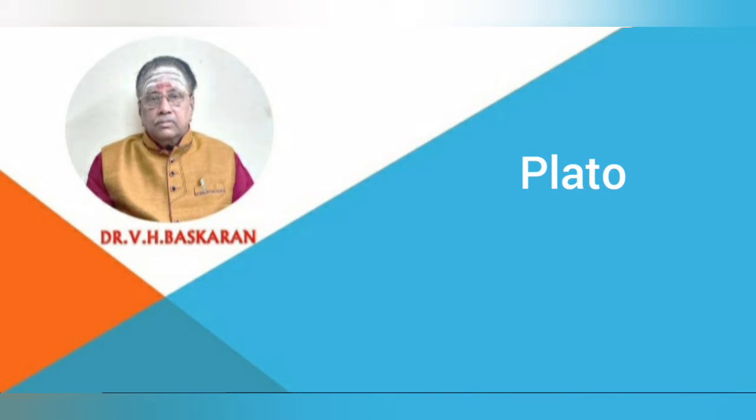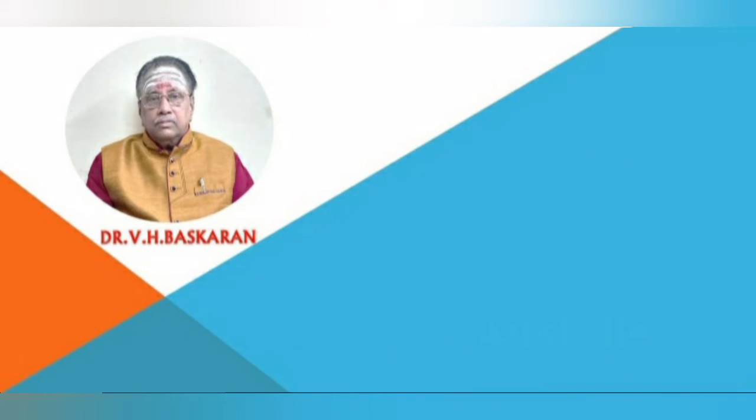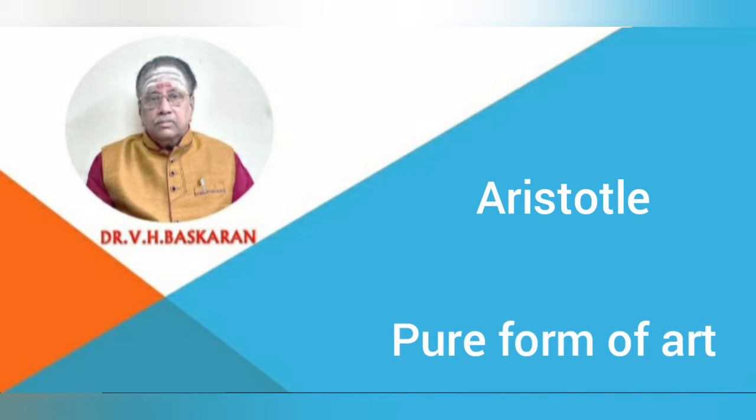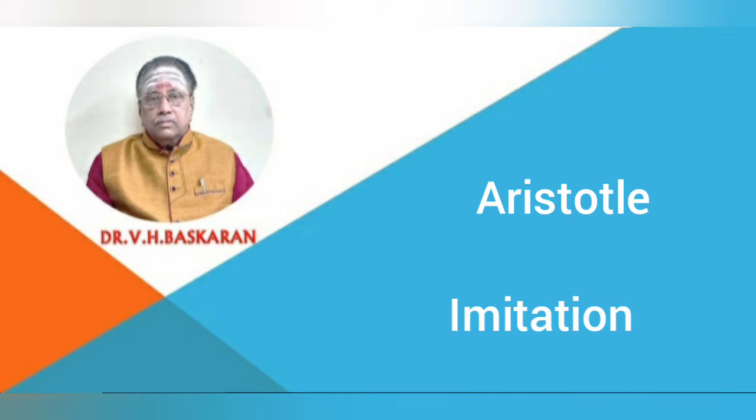Plato examines poetry as a philosopher and moralist. Aristotle approaches poetry as a pure form of art without taking into account its influence on the state of citizens. In reply to Plato's charge that poets are liars, Aristotle says that poetry is not a copy but only an imitation.